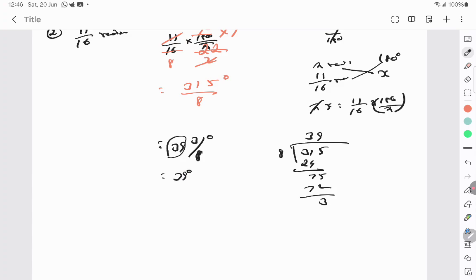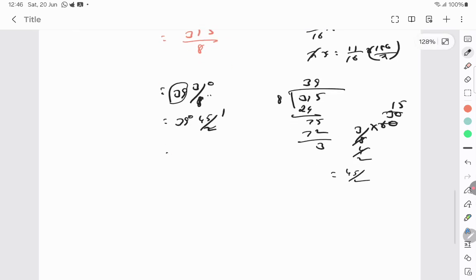You know, 3 by 8 degree has to be converted into minutes. 3 by 8 into 60. You know, it is 4, and this is 30, this is 2, and this is 15. So it's 45 by 2. It's 45 by 2 minutes.